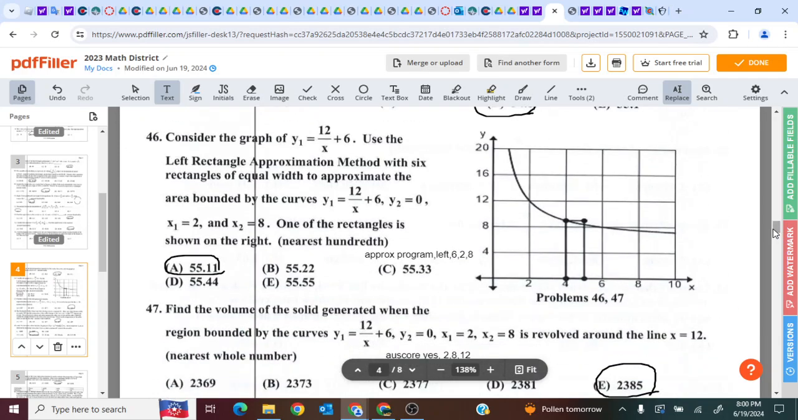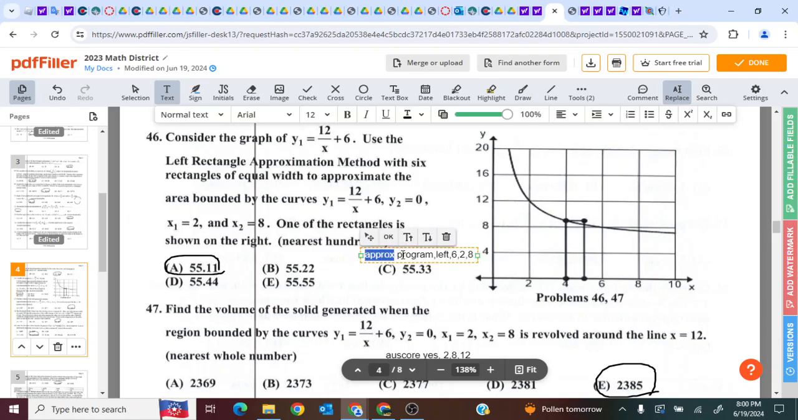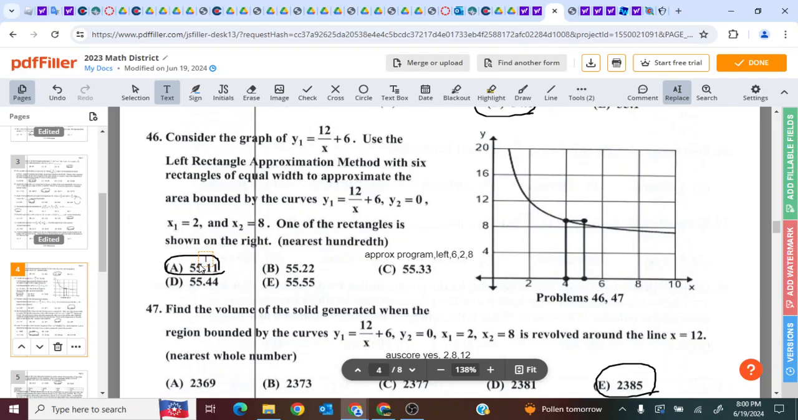Consider the graph y1 is equal to 12 over x plus 6. Use left rectangle approximation method with 6 rectangles to approximate this area. Okay, we have an approximation program for this. As you can see here, they're using left rectangle approximation, so it's left Riemann sum. Your bounds are, where you have 6 rectangles they want, starting at x equals 2 and ending at x equals 8. And if you do that, the calculator will give you a value of 5.11.